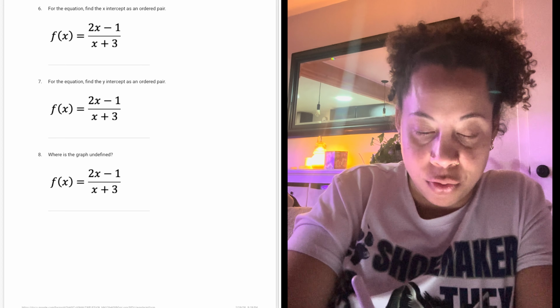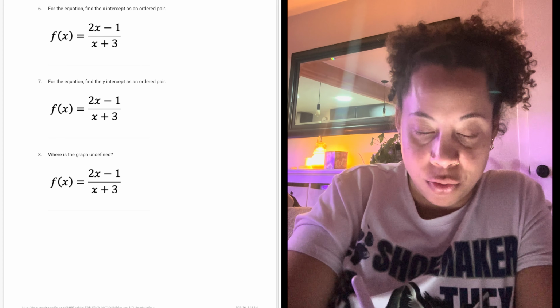Okay, now remember where your graph is undefined, you can find that from a table, or we can set the denominator equal to 0. So we got x plus 3 equals 0. You minus 3 from both sides, and you get x equals negative 3. So that's where it's undefined. This is also your vertical asymptote. And then you can use your vertical asymptote to find your domain, because it's all real numbers, but x cannot equal negative 3. Now for your range, you have to use your horizontal asymptote.